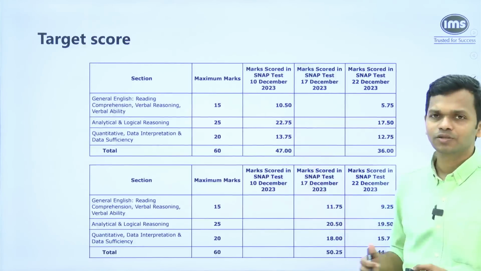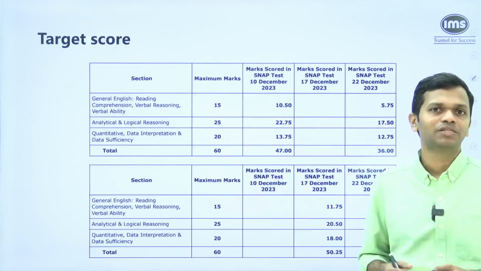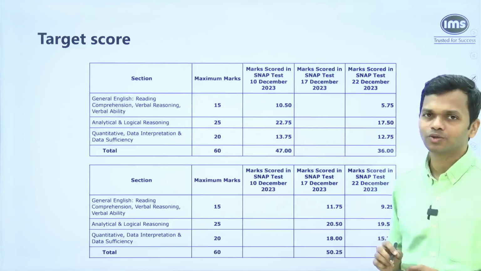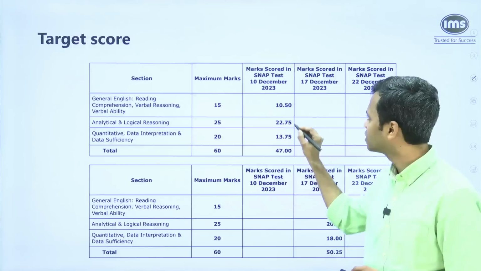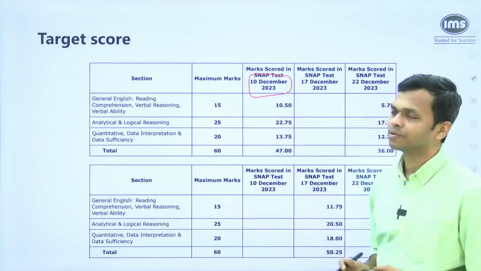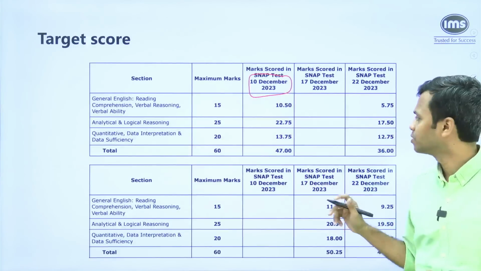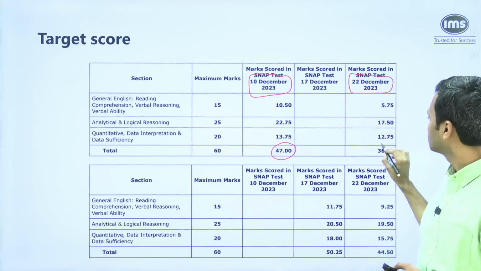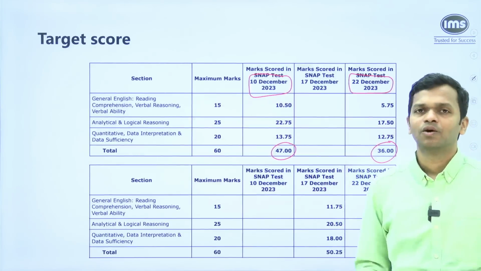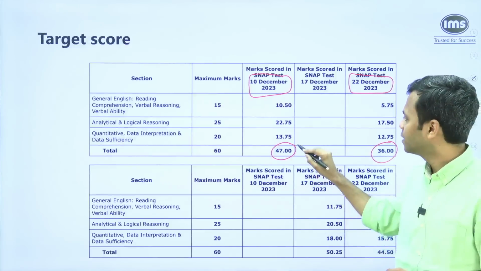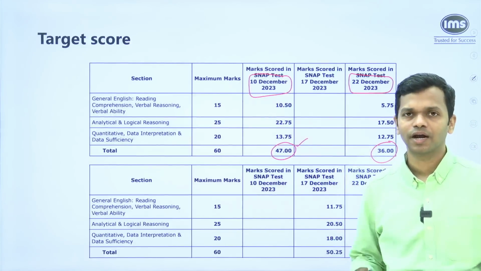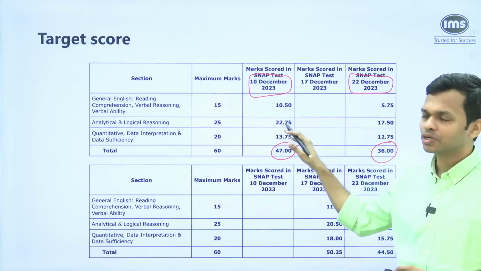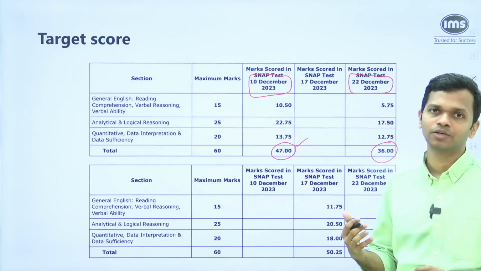So I'm showing just two examples from thousands of examples that we have, and this is from last year's SNAP. So these are actual scorecards of IMS students, and as you see, the first test that happened, which was on the 10th December, the student scored 47, and the test that happened on the 22nd, the student scored 36. Now what SNAP does is that they pick the maximum score that you get and use that for the percentile calculation.